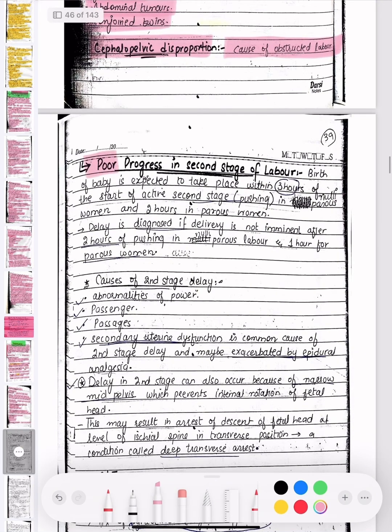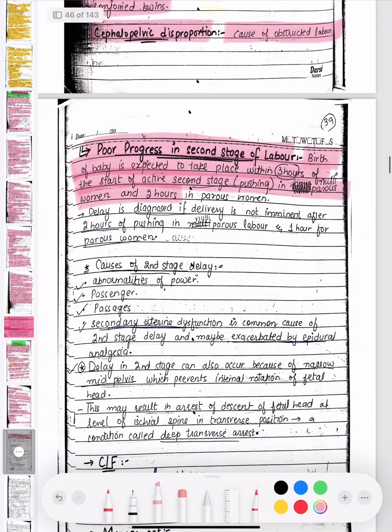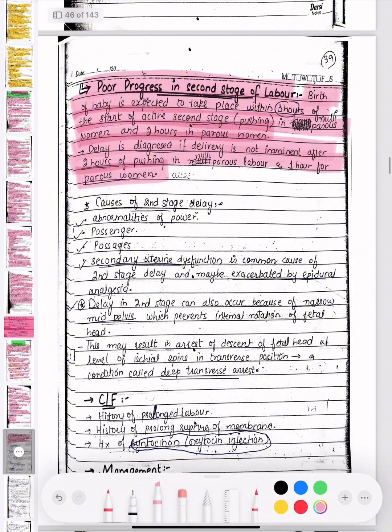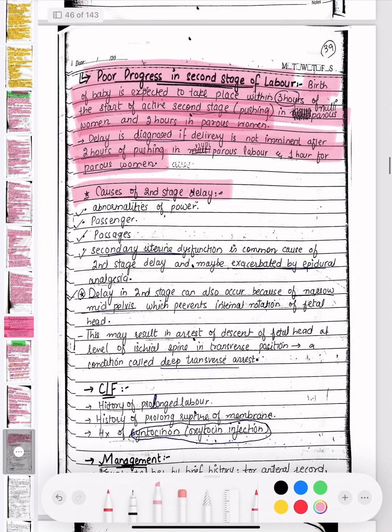Now, poor progress in the second stage of labor: the birth of the baby is expected to take place within 3 hours of the start of the active second stage, that is pushing, in a nulliparous woman, and 2 hours in a parous woman. Delay is diagnosed if delivery is not imminent after 2 hours of pushing in a nulliparous woman and 1 hour for a parous woman. The causes of second stage delay are abnormalities of the power, the passenger, and the passages.